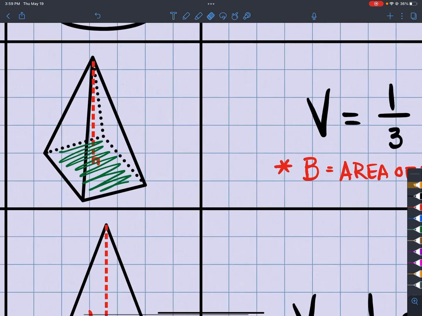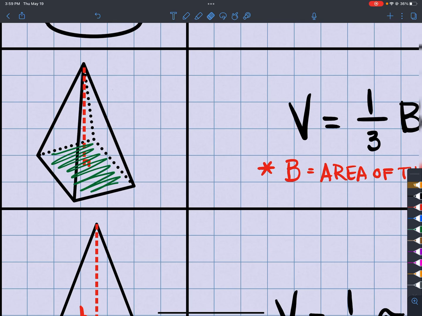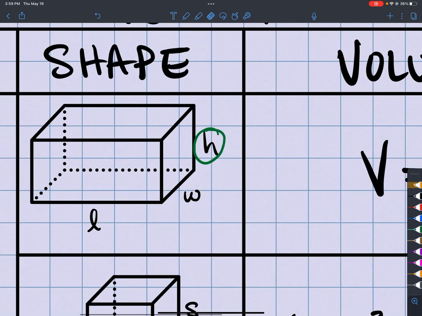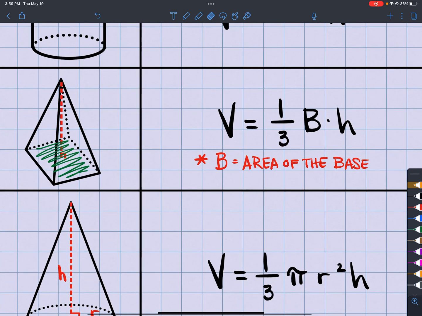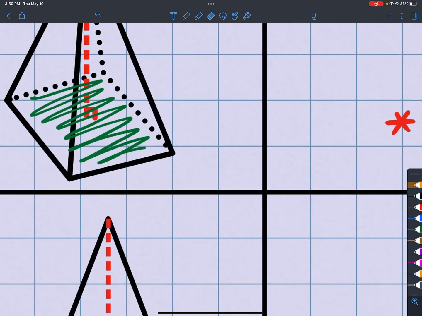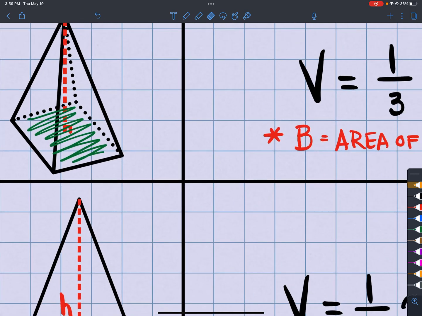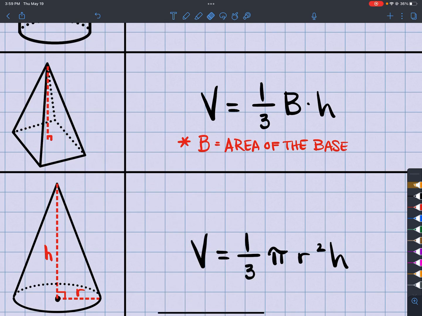The only issue with this, however, is the fact that it doesn't go straight up. If it went straight up, it would be this shape right here. It doesn't go straight up, so what it is that it's only a third of it. So, yes, we still want to know the area of the base of this pyramid, okay? And then multiply that by the height and then take a third of it.